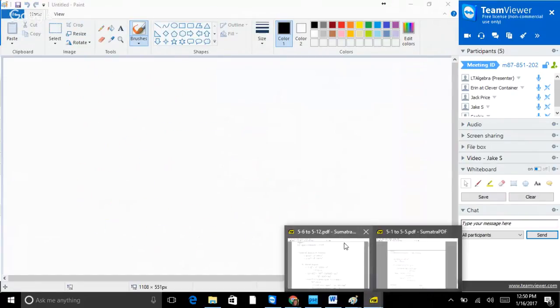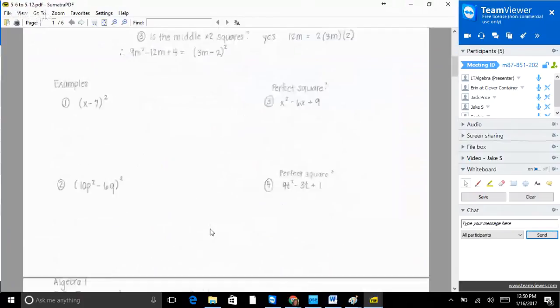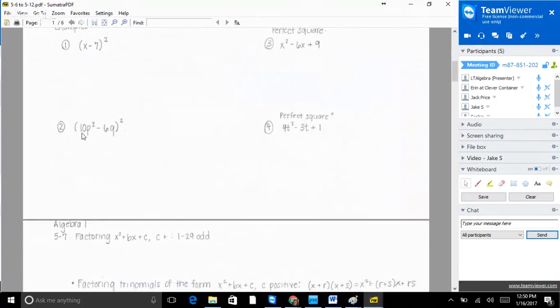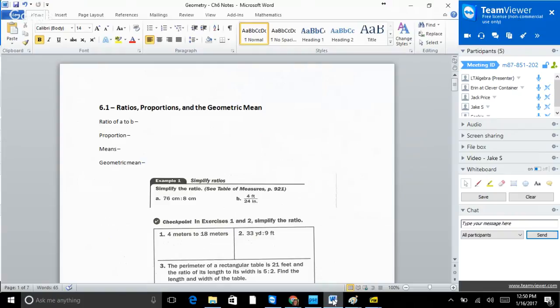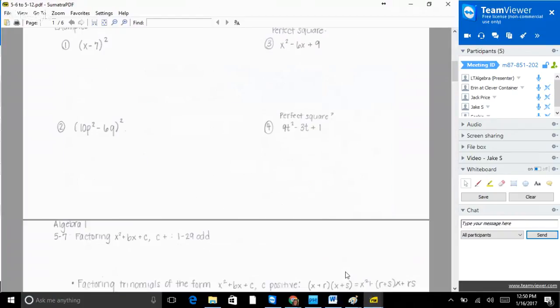Sorry for the scrolling. 10p squared minus 6q squared. This is like a tricky one. So let me write this. Sorry, I keep flipping to the wrong thing. I don't think you guys want to do geometry yet, do you? Where's my paint at? There we go.